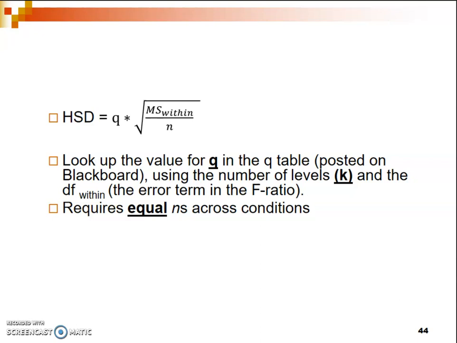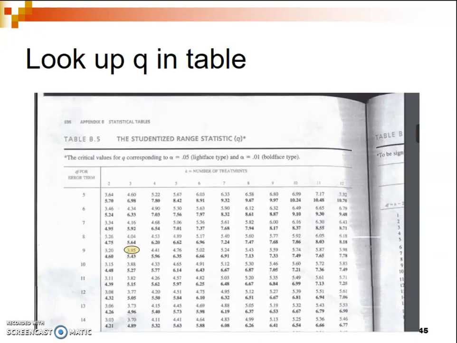So let's go ahead and look at the Q table. You'll find the Q table in Blackboard, so do make sure to follow along with this as I go through it. When you look at that Q table, you should look in the column associated with your number of treatments, K. We had 3 levels, or 3 different groups we were comparing, so that's the column we're going to look at. Then we look for the row associated with our degrees of freedom within, which was 9. Again, we have these bolded and unbolded values.